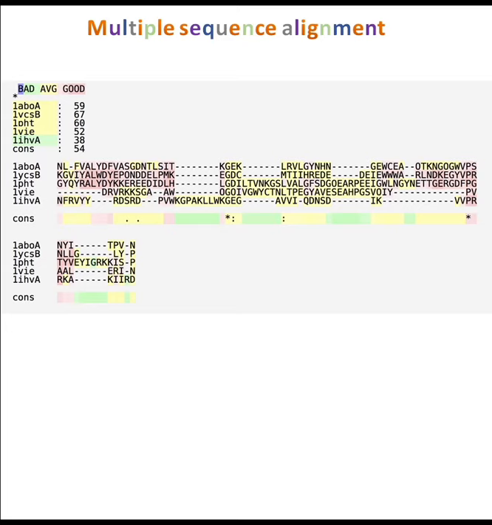But if you look at the colon, where they are given S for serine, K for lysine, E for glutamic acid, and so on, they are partially conserved because they belong to the same functional group, right? Serine, lysine, all are polar. So they are partially conserved, and they are given the semicolon.